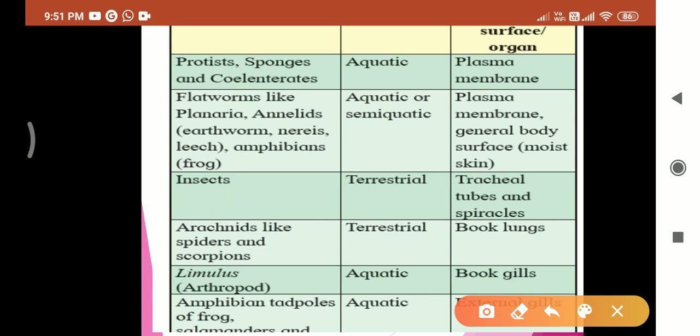Before that you have seen the plasma membrane work as a respiratory organ in lower animals, but these arthropod animals are also aquatic, and here the organ is present and developed. Okay, which organ? That is the gills, right?